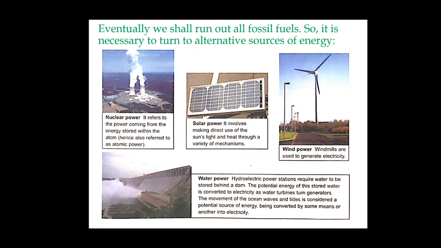Then water power. Hydroelectric power stations require water to be stored behind a dam, and then the potential energy of this stored water is converted to electricity as water turbine turn generators. The movement of the ocean waves and tides is considered a potential source of energy, being converted by some means or another into electricity.